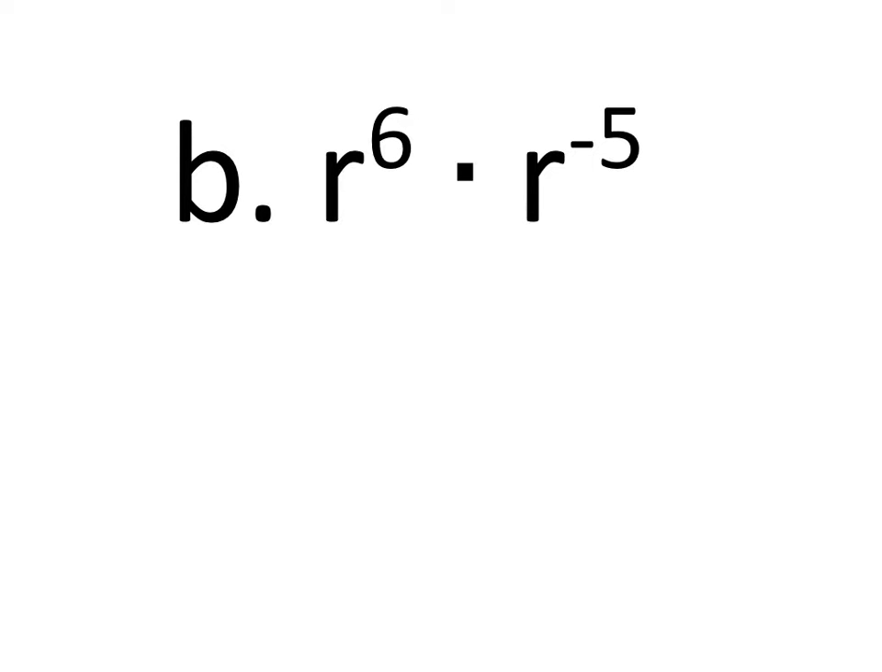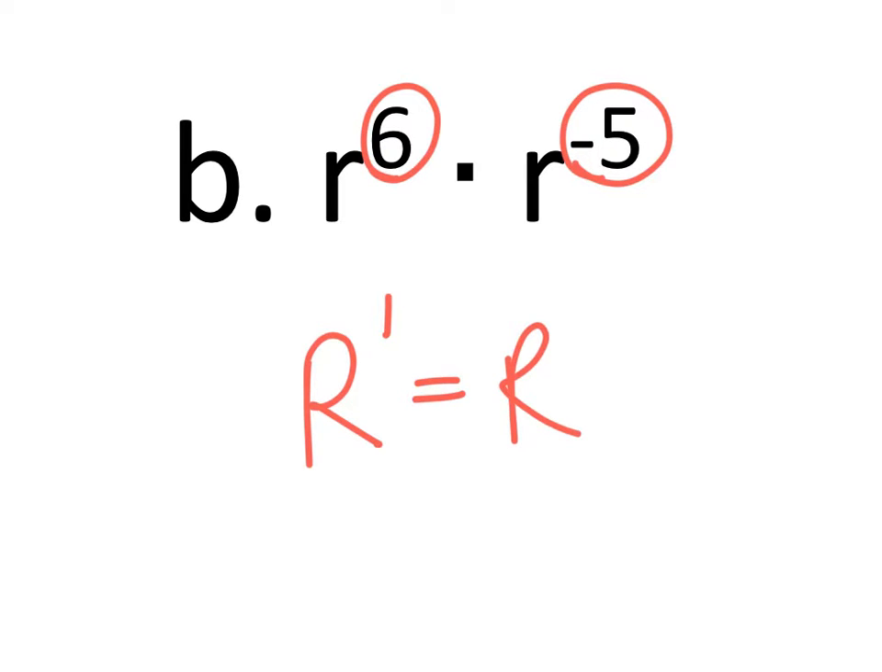Dalen, go ahead. R with the exponent 1. Good. R to the first, because I'm going to add 6 and negative 5. 6 plus a negative 5 gives me a positive 1. So I leave it as R to the first, or simply just R. Either way, I don't really care. Okay?